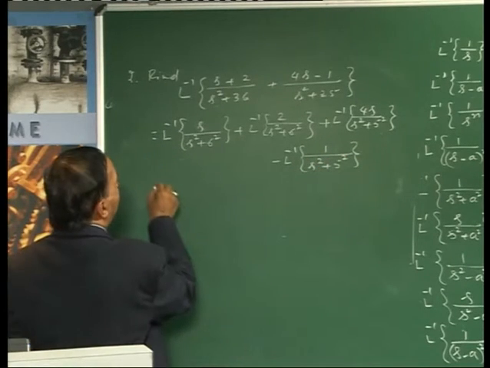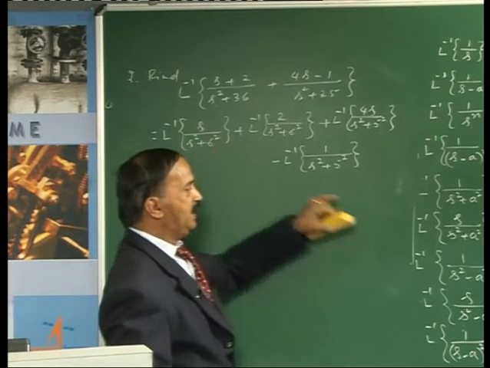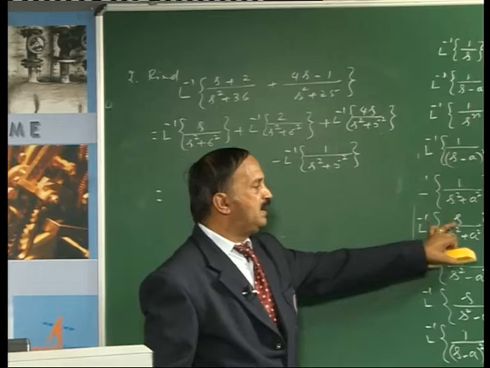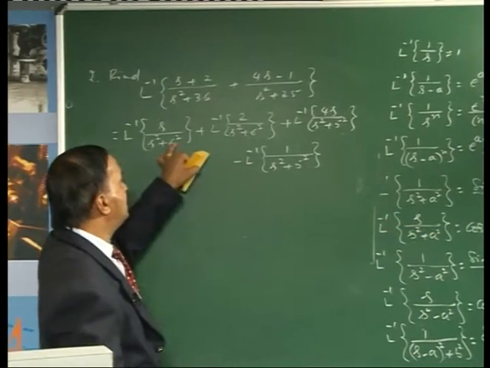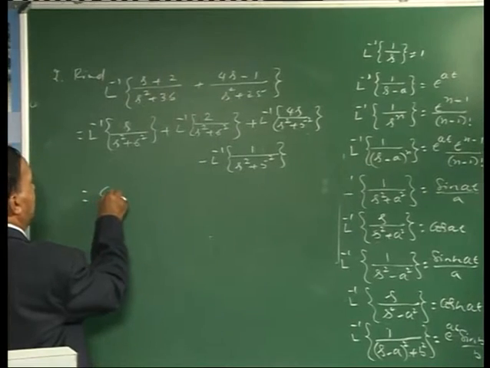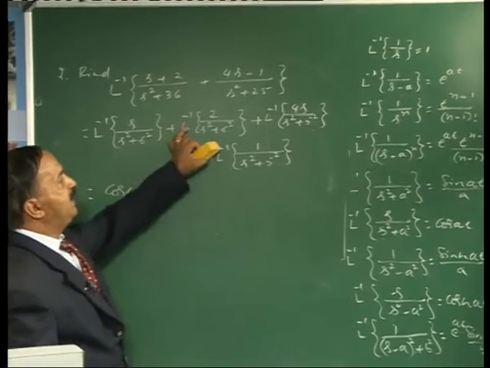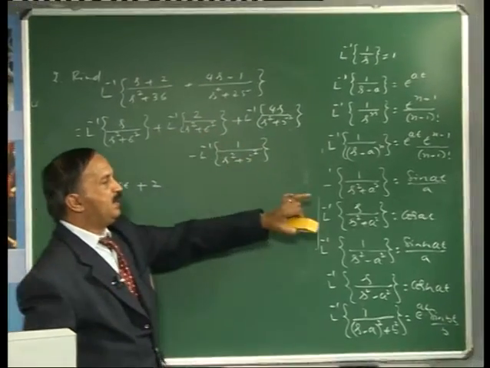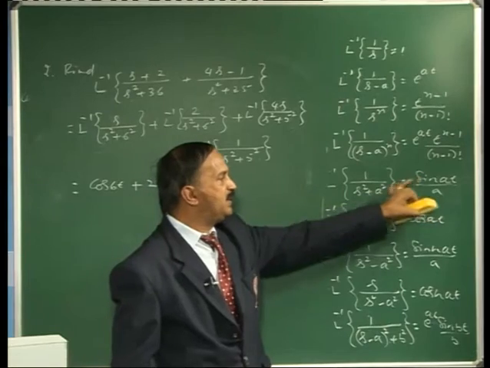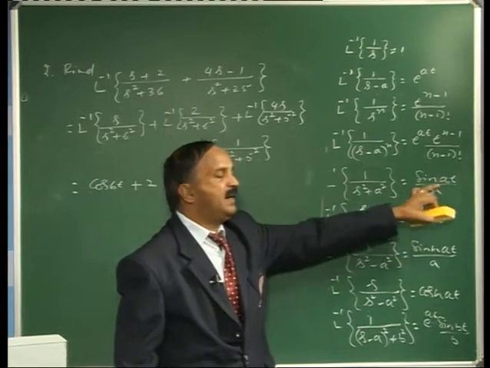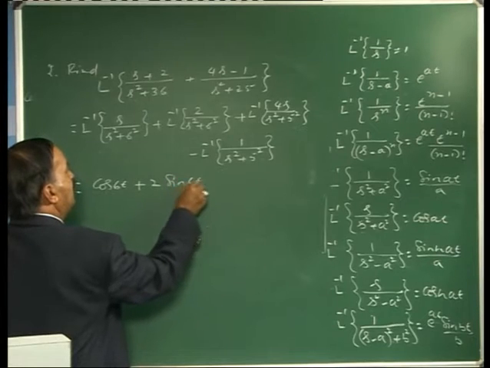That is equal to, now it is of the form L inverse of s by s square plus a square. Use this formula: L inverse of s by s square plus a square is cos at. Put a is equal to 6, you will get the answer, that means cos 6t, plus 2 you take outside. L inverse of 1 by s square plus a square, put a is equal to 6. So L inverse of 1 by s square plus 6 square equals sin 6t by 6. That means the answer is sin 6t by 6.